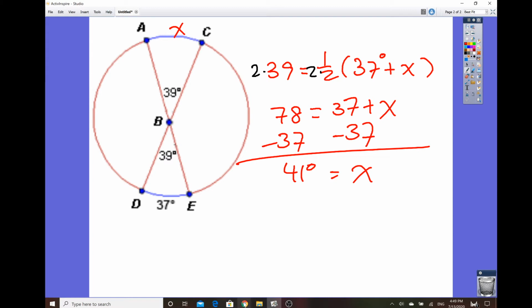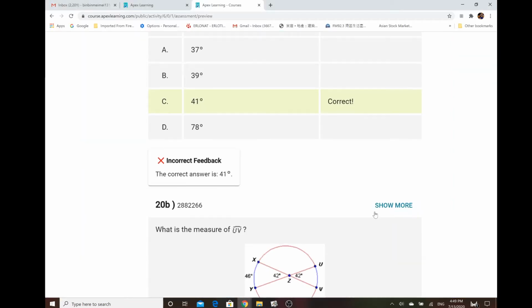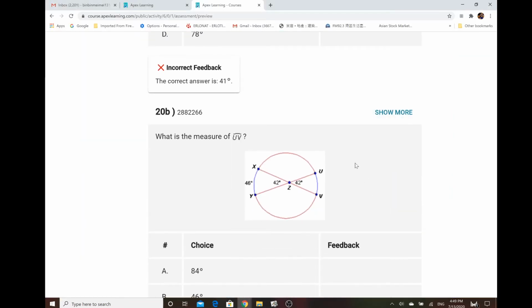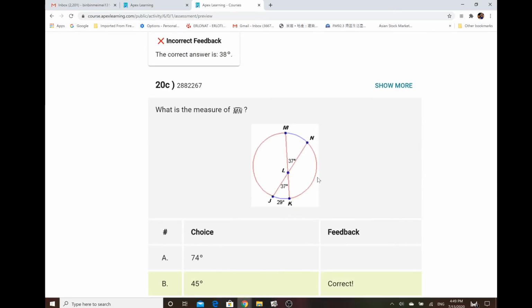Okay, so now let's see what else we have for the rest of this. The next one is quite similar. In order to figure out the major arc or the minor arc, you use this exact same formula, the inner angle formula.